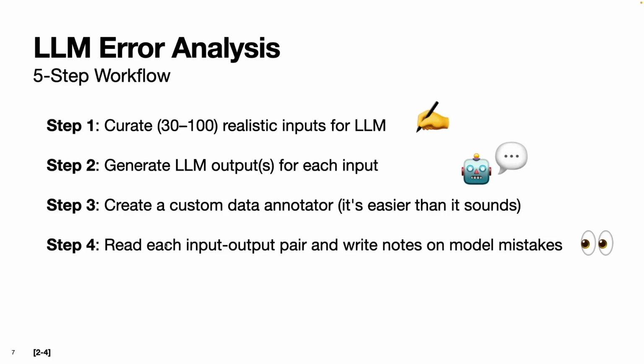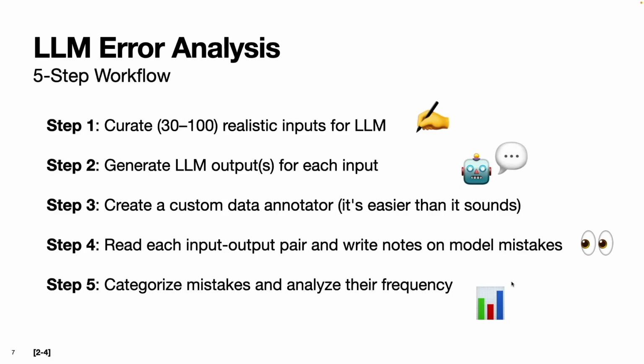Then we will manually review all the input-output pairs and write notes on model mistakes. So here, unlike in the previous slide, we're not just looking at the errors the model made, because we don't know which ones are errors and which ones are not. We have to look at all the outputs and write open-ended notes on them. And then finally, we can review all the open-ended notes and come up with error subtypes or categories and then analyze their frequency. This will basically allow us to triage failures and mistakes that the model is making so we can get the most return on our effort.